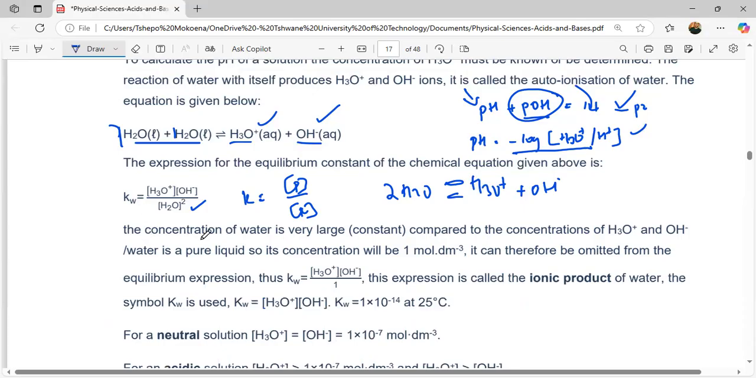So now, for Kw, when the concentration of water is very large compared to the concentration of the products, in a nutshell, when the concentration of the reactant is very large compared to the concentration of the products, or water is a pure liquid, the concentration will be 1 mole per cubic decimeter. It can therefore be omitted from the equilibrium constant. So we write 1. Therefore, our equation becomes this. Then this will be equal to that.